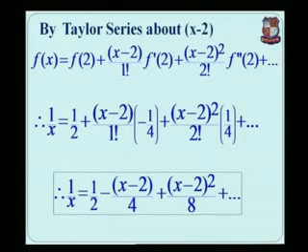Here we find f of x. F of x is given, we find the derivatives one by one, and then we put the value at the point 2, because it is given to find the expansion of f of x by Taylor series in terms of x minus 2.